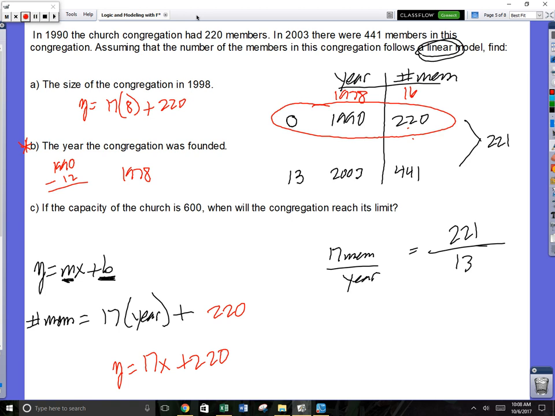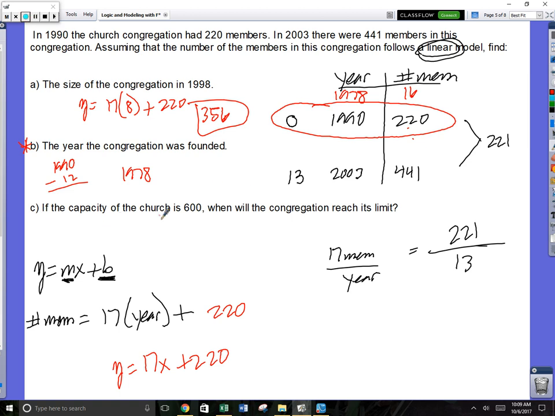So 17 times 8 plus the 220. There's going to be 356 members in 1998. We just figured out when it was founded. We looked at the table and went back to when they had their very first positive number of members. Started off with 16 people.